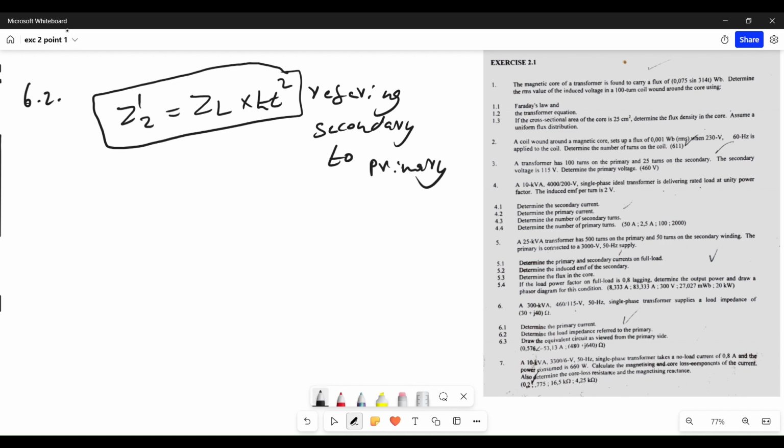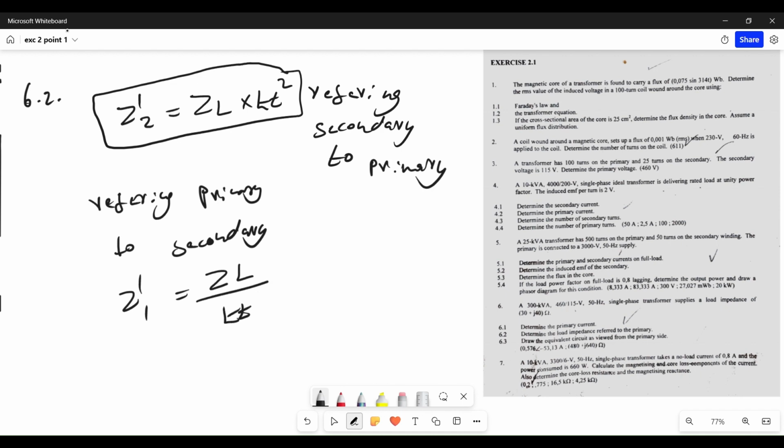So for this one, referring primary to secondary, Z prime 1 is equal to Z load divided by kt squared. So here you divide by kt squared, here you multiply.